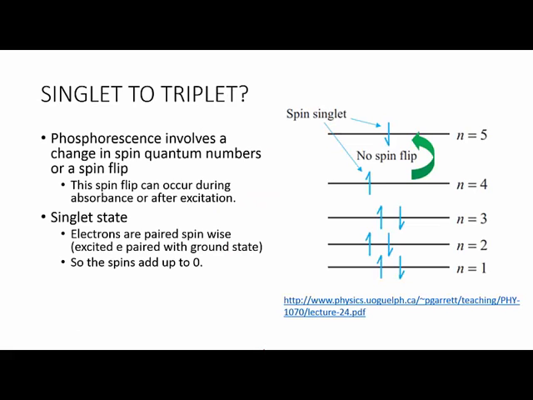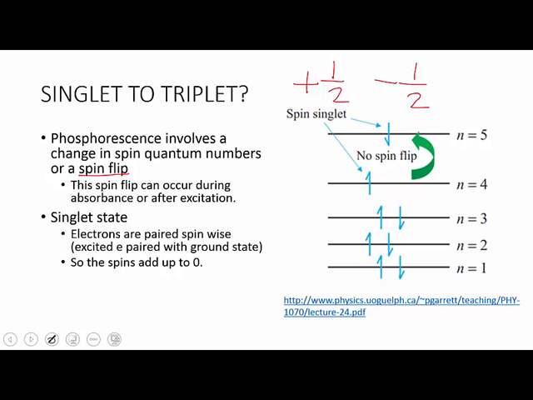So the question to answer now is, what is a singlet state and what is a triplet state? As I've mentioned in intersystem crossing, the electron goes from a singlet to a triplet state. So this is technically a change in spin quantum numbers, or a spin flip. This spin flip can occur during absorbance or after excitation. And what you should know is that electrons can have either a +1/2 or -1/2 spin.